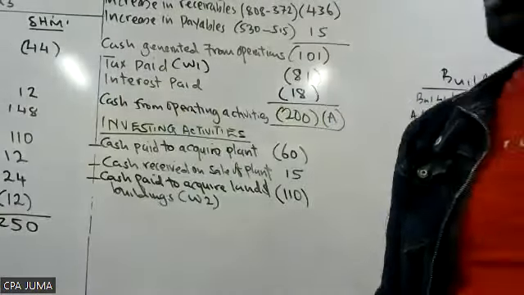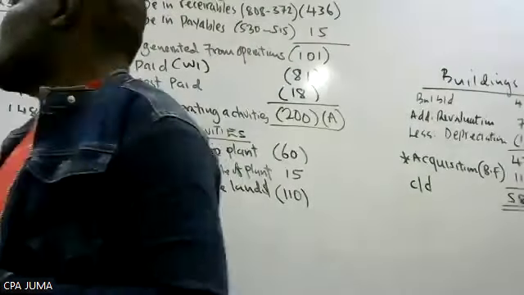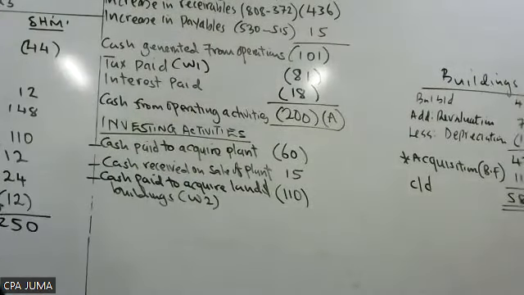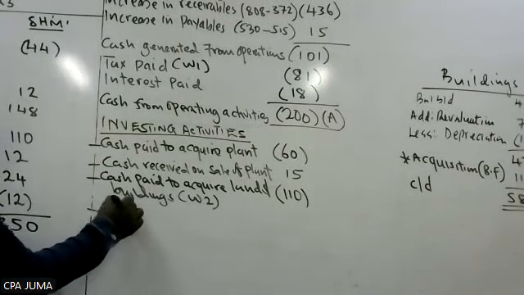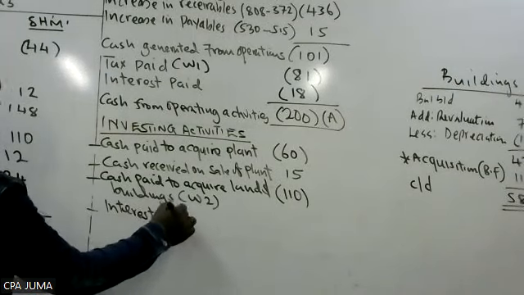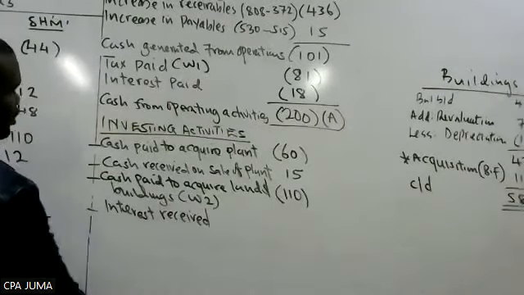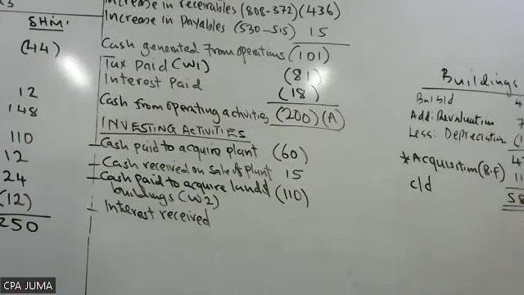The only item I want to capture under investing is the interest receivable. There was the element of interest receivable, so we need to bring it here. You come and say interest received. Interest received. I don't want to do a working.